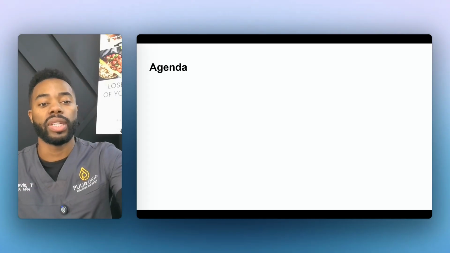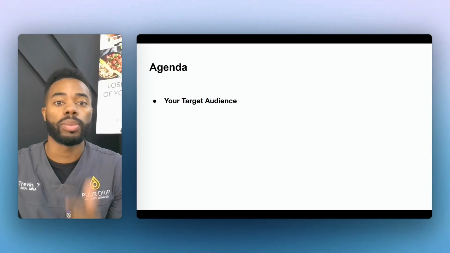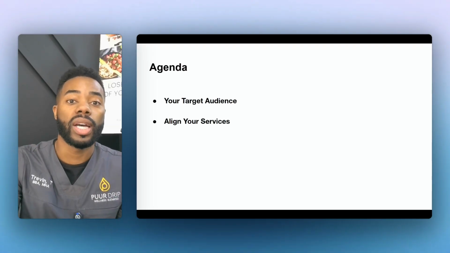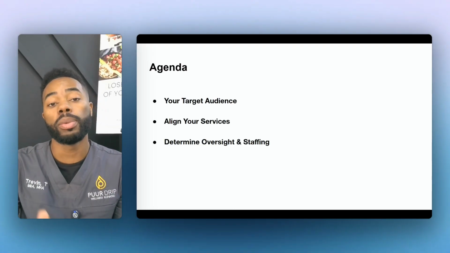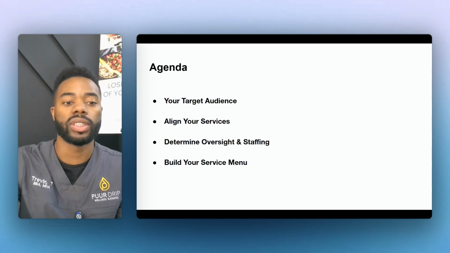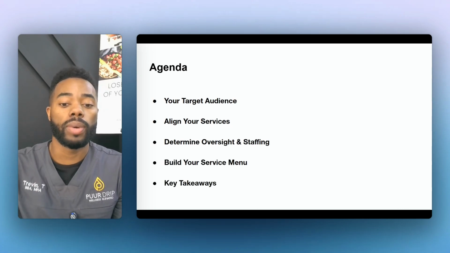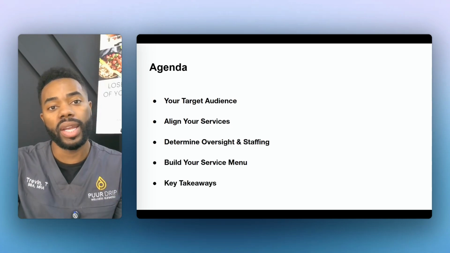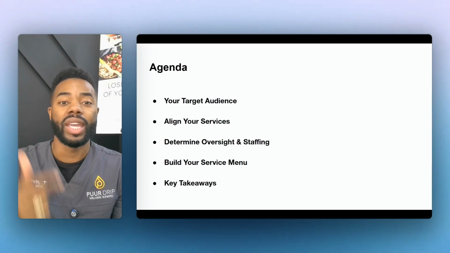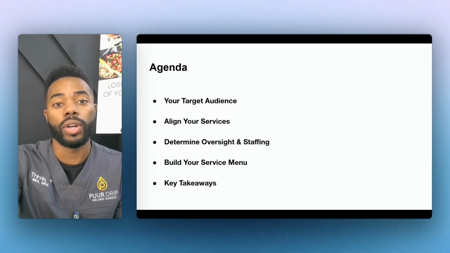So let's dive in. For our agenda today, we're going to talk about your target audience. We're going to talk about aligning your services. We're going to talk about determining the oversight and the staffing for those services, as well as building your service menu out. Then, after that, as always, we'll do key takeaways and next steps that you should take after doing this.